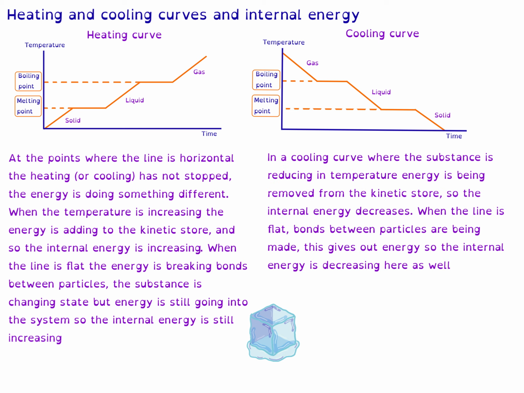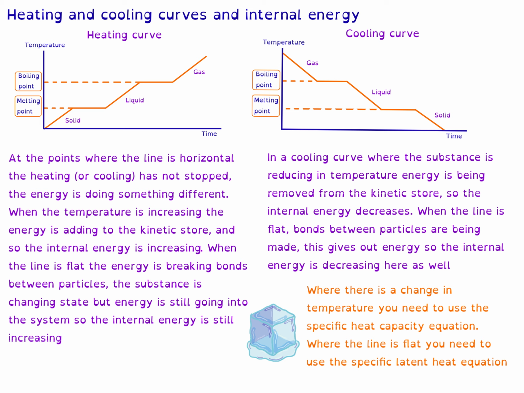In a cooling curve, where the substance is reducing in temperature, energy is being removed from the kinetic store, so the internal energy decreases. When the line is flat, bonds between particles are being made. This gives out energy, so the internal energy is decreasing here as well. Where there is a change in temperature, you need to use the specific heat capacity equation. Where the line is flat, you need to use the specific latent heat equation.